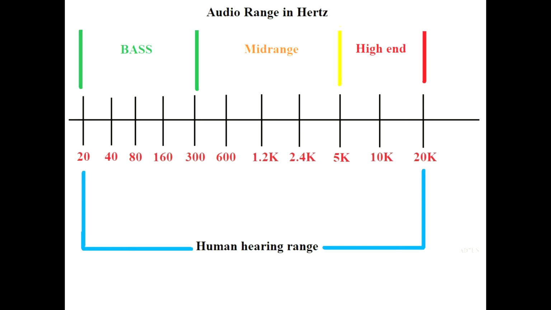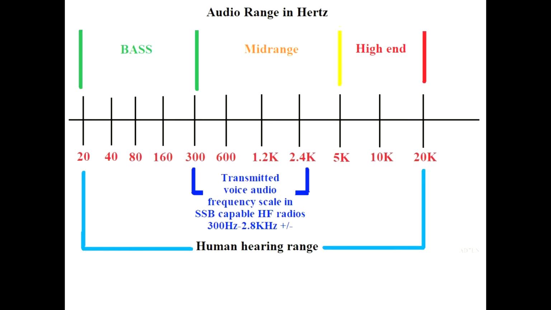Now, as you can see here on this scale, human hearing is from 20 hertz up to 20,000 hertz. That's just a standard. There may be some variance depending on the human being, but this is the standard. Now, if you look at the next part of the slide, it'll show you the transmitted voice frequency on radio broadcast for two-way radios is from about 300 hertz to 2,800 hertz. So it's a much more narrow band. And that's a standard for basically your HF single sideband radios, their capability of transmitted audio bandwidth, plus or minus a little bit here or there.